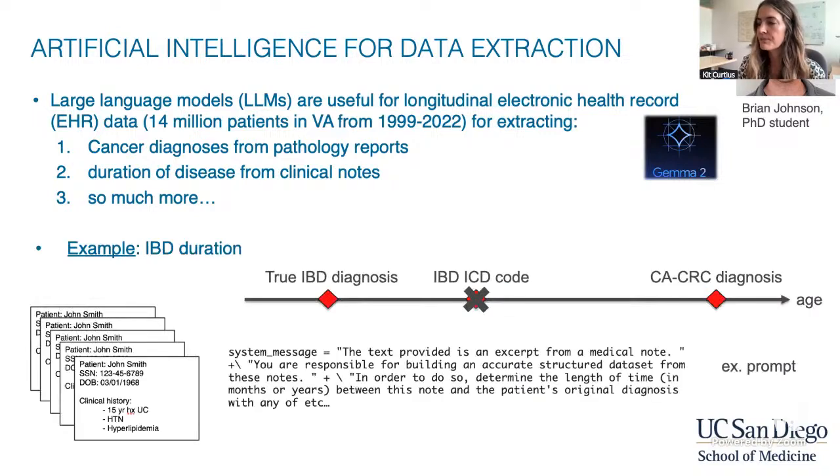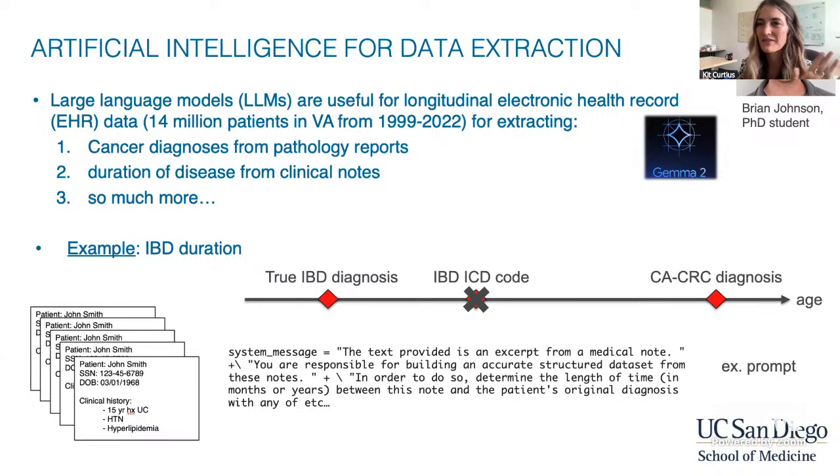And so, for example, a lot of times people will look in the EHR for ICD codes for diagnosis dates of certain disease diagnoses. And what we found is that actually the initial ICD code is often not a great proxy for the actual diagnosis date of a disease that was maybe mentioned in some other clinical note that's more accurate. And so, for example, you can give some prompt to an LLM saying, look at these notes, determine the length of time from this note to the patient's original diagnosis, and feed it a bunch of clinical notes, and it might be able to tell you the answer. And we noticed that this is actually more accurate than using something like an ICD code.